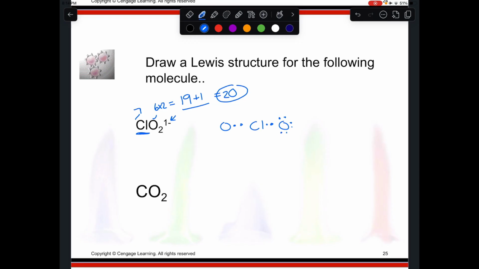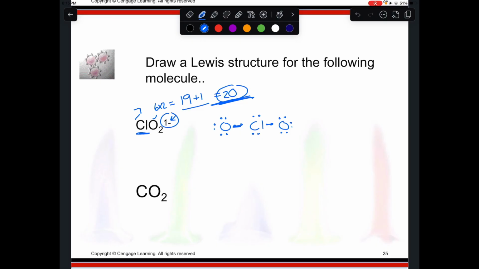1, 2, 3, 4, 5, 6, 7, 8, 9, 10, 12, 13, 14, 15, 16. Now, I've used 16. My outer atoms are fulfilled, and I still need to always use my total count. Always, always, always. So therefore, when everything's fulfilled on the outers, we add the extras to the center atom. Okay? And that's what ClO2-1 is.